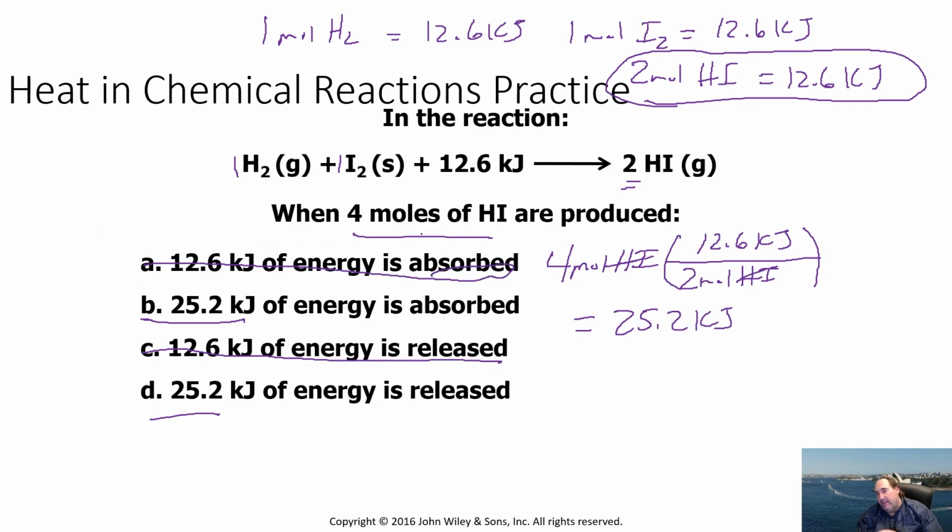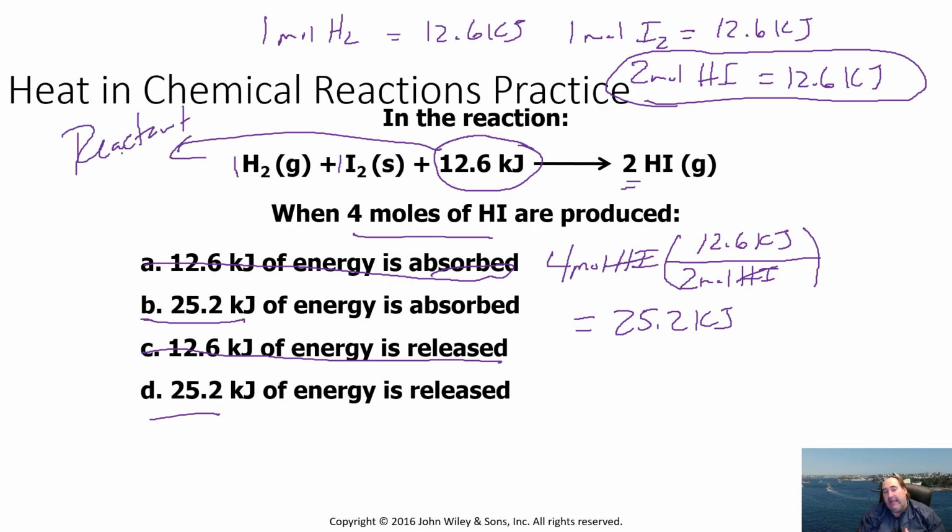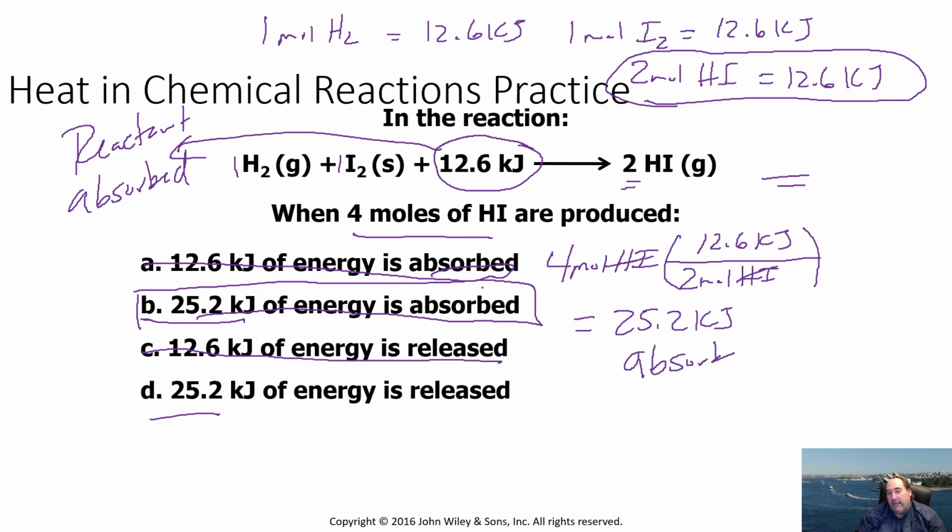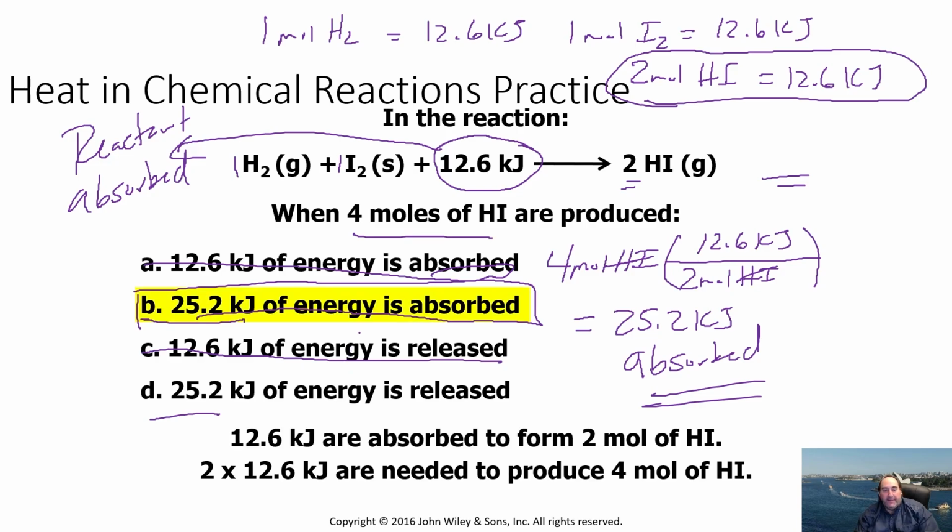So now we need to figure out, is it absorbed or is it released? So the equation is going to help us. I see this, and it is a reactant, which means it is gaining energy, or absorbing energy, right? And that is what happens when our energy is on the reactant side. It's endothermic, so it's absorbing energy. Remember, if our energy is on the product side, it's exothermic, releasing energy, which means the winning answer here should be B. It should be 25.2 that has been absorbed. And they do agree, so that's good, I suppose.